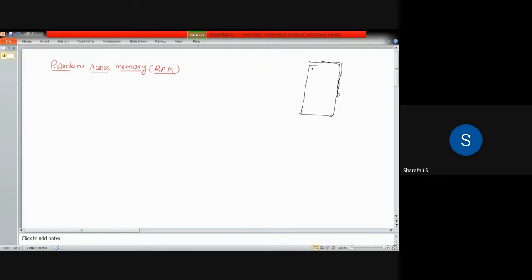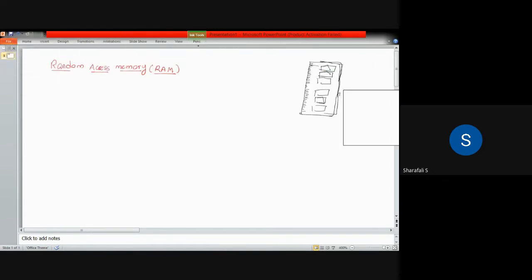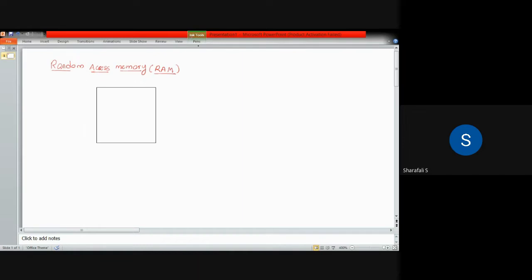Something like this, and there will be a number of pins here with some edge, and it is continuing, and you have some boxes like these. These are chips, IC chips. This kind of device you can see. It is a thin one like this. So that is the random access memory.